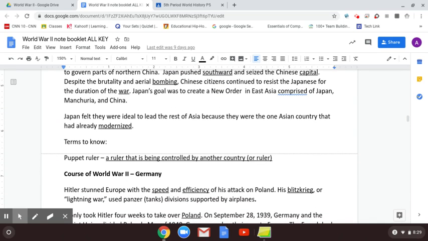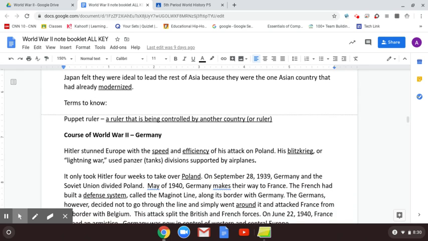Japan felt that they were ideal to lead the rest of Asia because they were the one Asian country that had already modernized the most. Remember we talked about the United States coming over and threatening Japan with their military might. And Japan realized that, oh man, we're way behind in modernizing, much further behind than we thought. Well, then they started rapidly modernizing, and all of a sudden they became the strongest, most modern Asian country. Well, now because of that, they feel like they are the ones who should be able to take over the rest of Asia and be in charge.